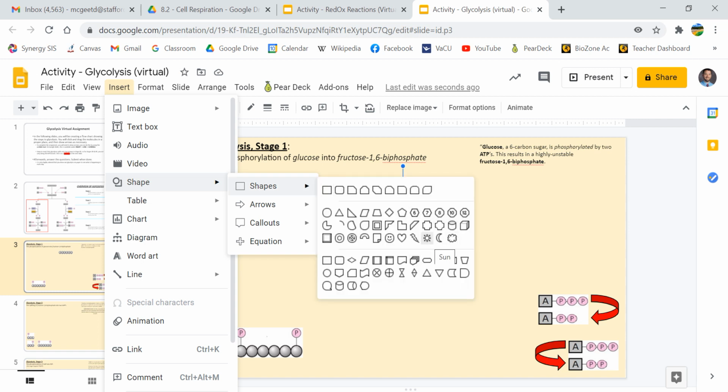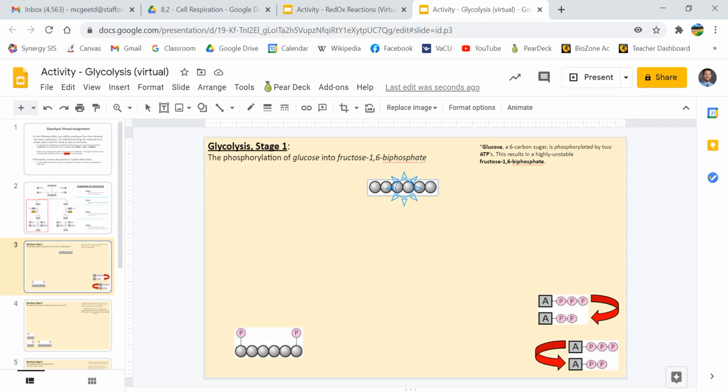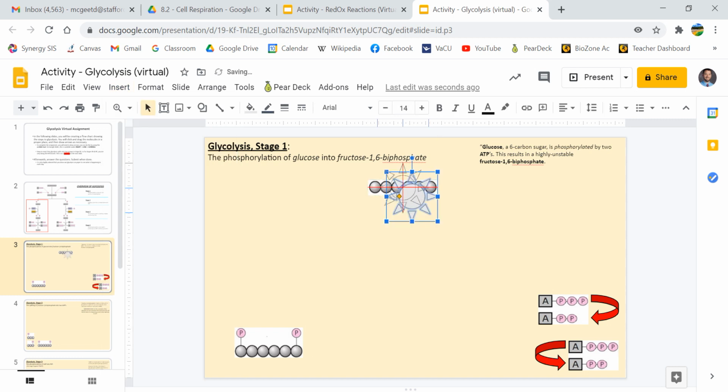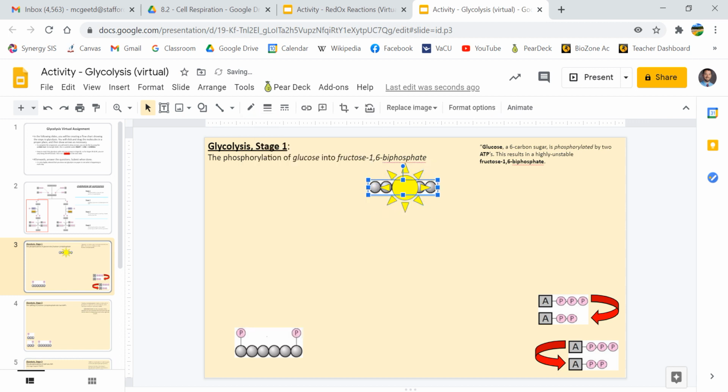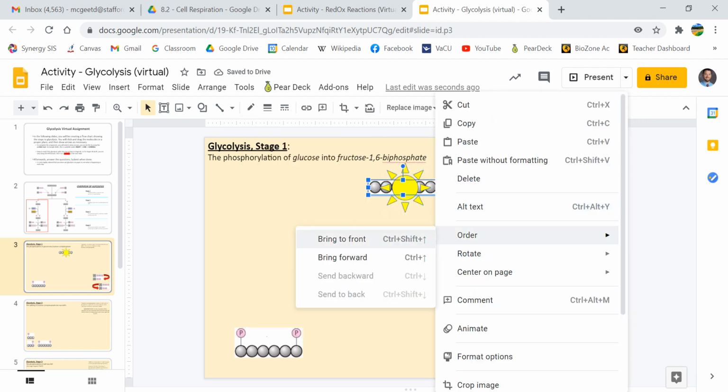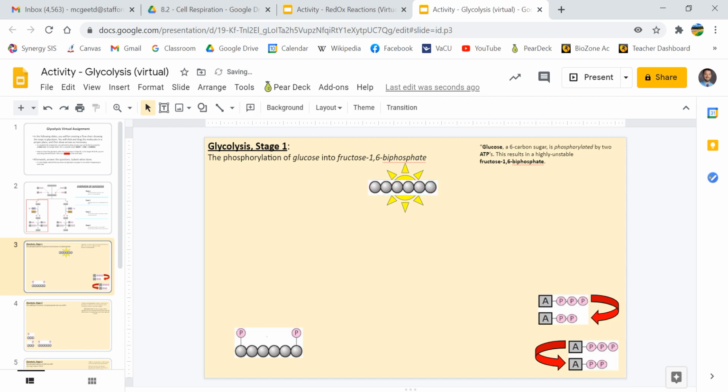I'm trying to find a fun shape here to work with, but I'm not very creative. We'll use the sun to signify there's a lot of energy there. Let me color it yellow for a bomb or fire effect. I'll push this up to the front. There we go. Here's glucose.